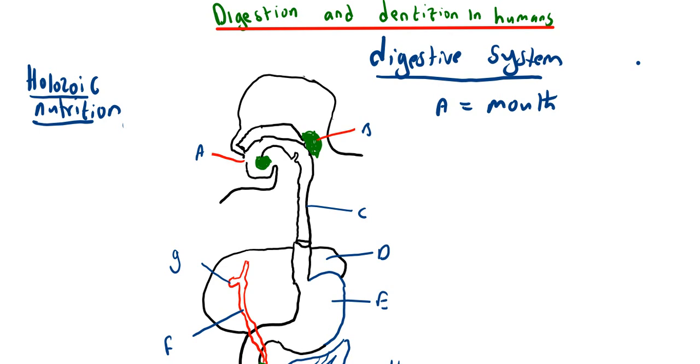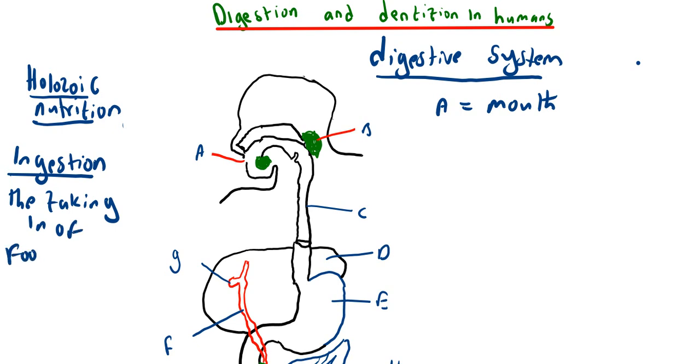The first stage is the taking in of food into the mouth, and it is referred to as ingestion. Ingestion is basically the taking in of food into the mouth. Okay, now food has landed in the mouth. What happens in the mouth? That's where digestion begins.